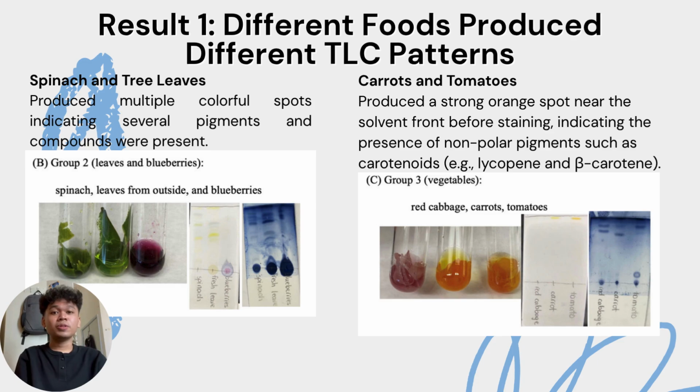On the right is group 3, which includes carrots and tomatoes. These samples produce a bright orange spot near the solvent front. This indicates the presence of non-polar pigments called carotenoids, such as beta-carotene and lycopene. So overall, this result shows that TLC can separate and identify different plant pigments based on their chemical properties.